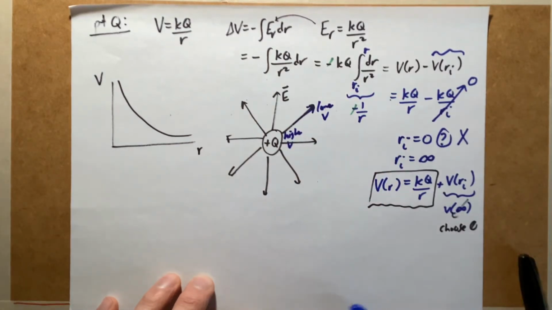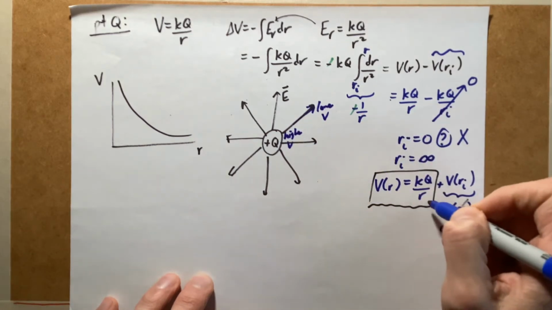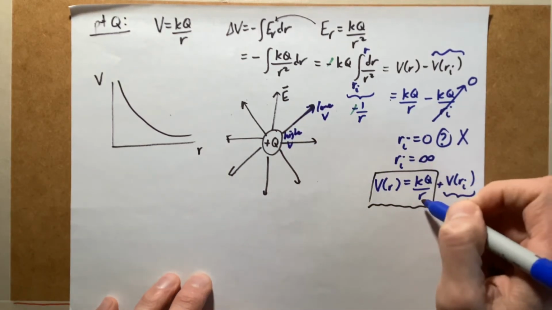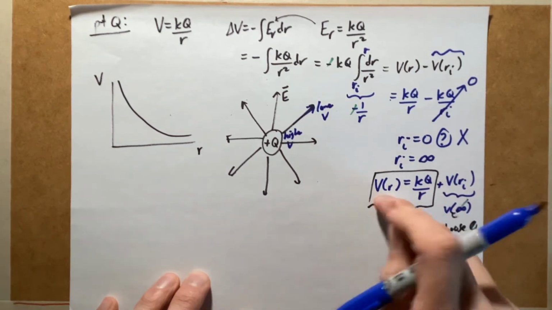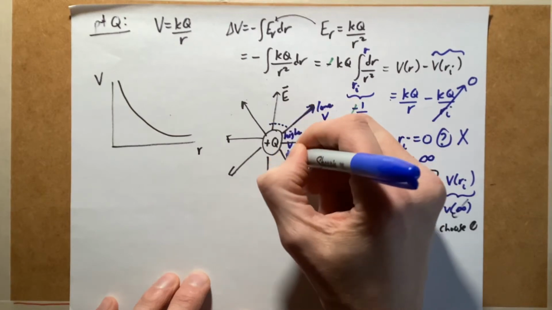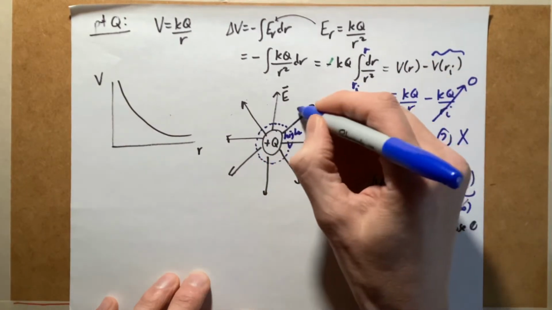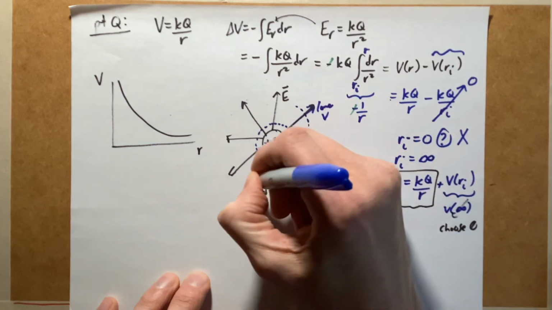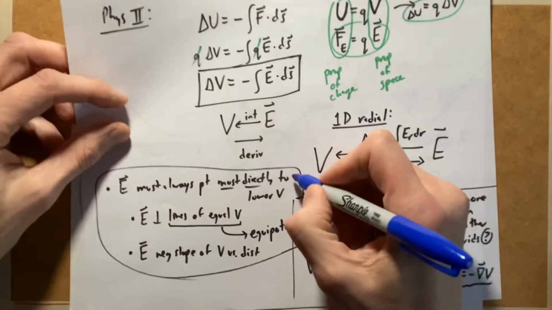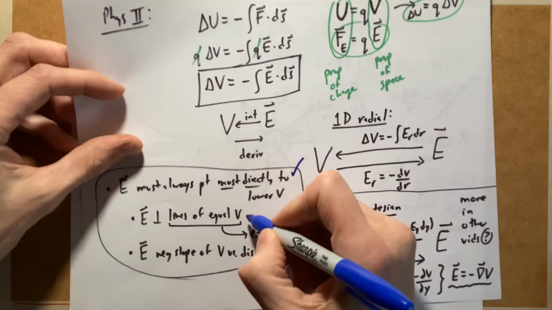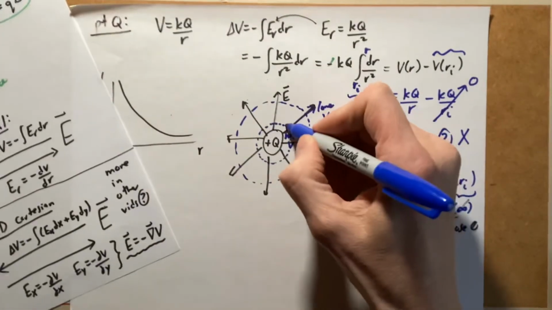In fact, if we were going to draw equipotential lines, or equipotentials rather, then of course, if you fix r, the voltage will be constant. So this right here, that's an equipotential line. Over here, there's another equipotential line. And what we said, again, is that the electric field must always point most directly towards lower voltage. In fact, it must be perpendicular to equipotentials. It is, okay?